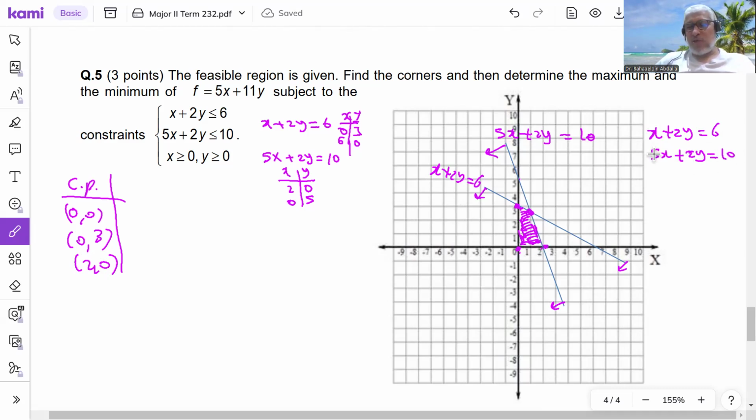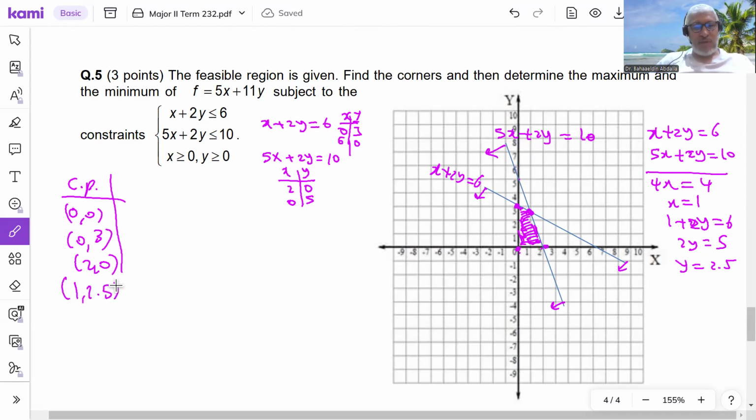Just subtract, or change the sign of the first equation and add. 5x minus x, 4x. 2y minus 2y is 0. 10 minus 6 is 4. So x is 1. And if you replace it, for example, in the first one, 1 plus 2y is 6. So 2y is 5 and y is 2.5. So this point is 1 and 2.5.